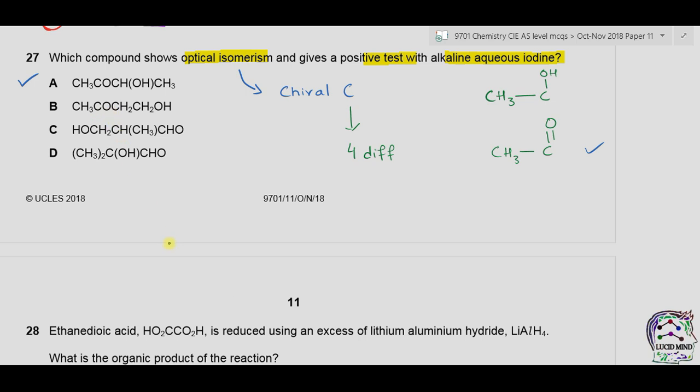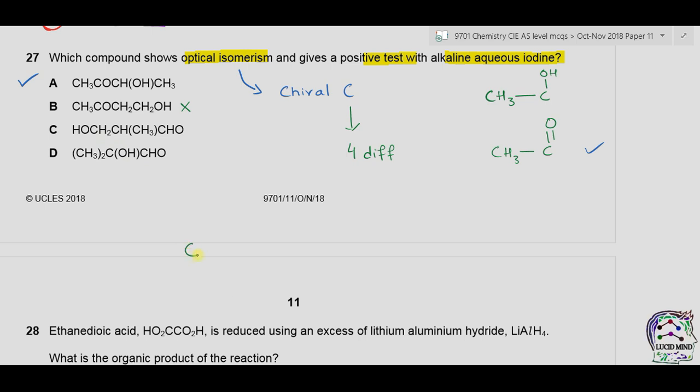Now B is CH3, then the carbonyl carbon, then we have CH2, CH2 and OH. As we can see, there is no chiral carbon present because no carbon is making 4 single covalent bonds with different atoms or groups. So B will not give optical isomerism and it is wrong. Then we can see that CH3 is present with the carbonyl carbon, so it will give a positive result with aqueous alkaline iodine.